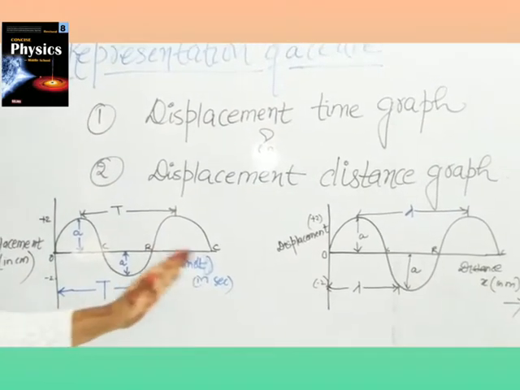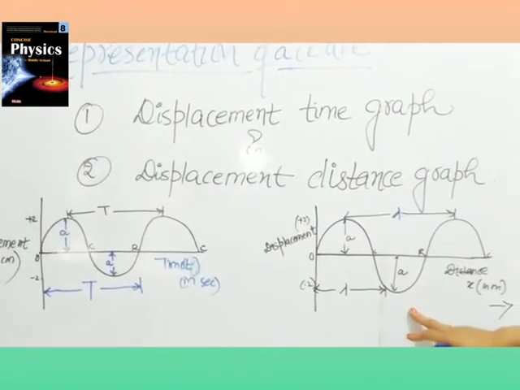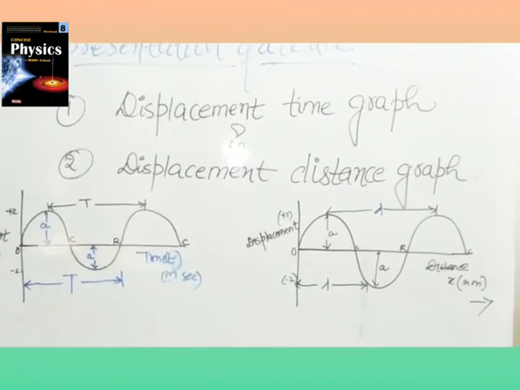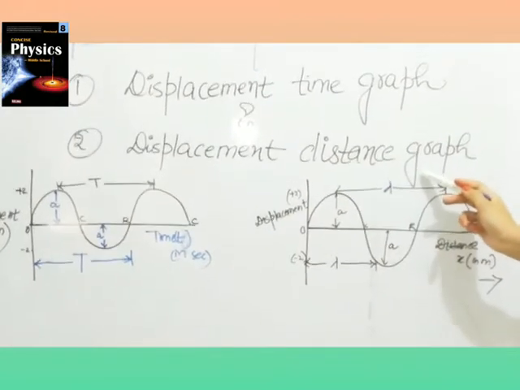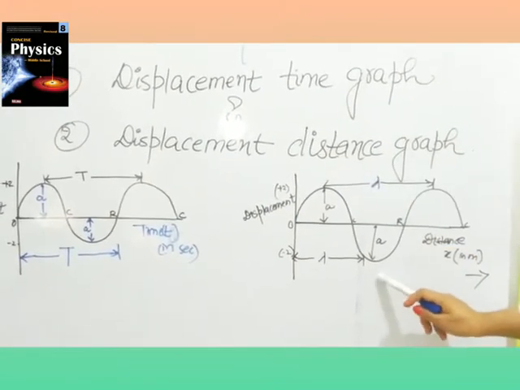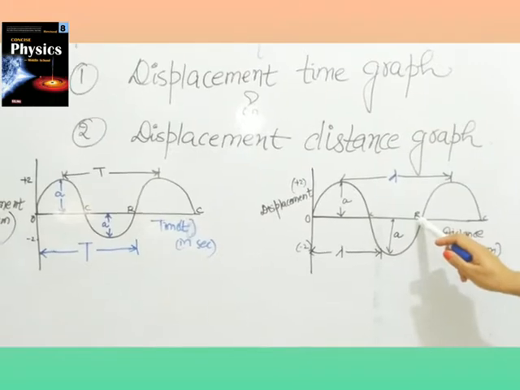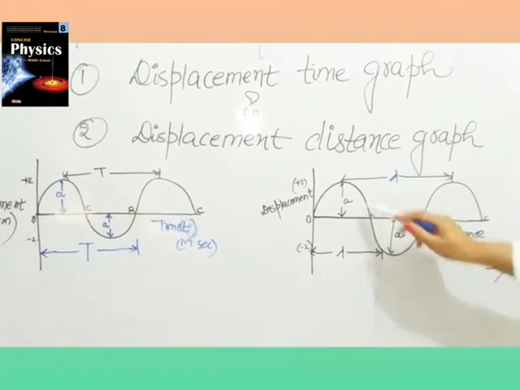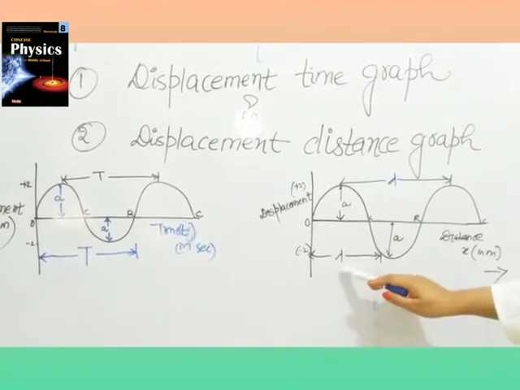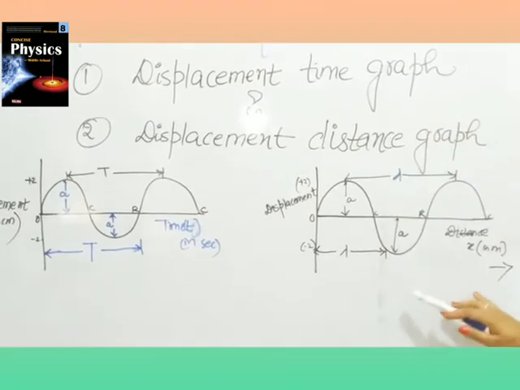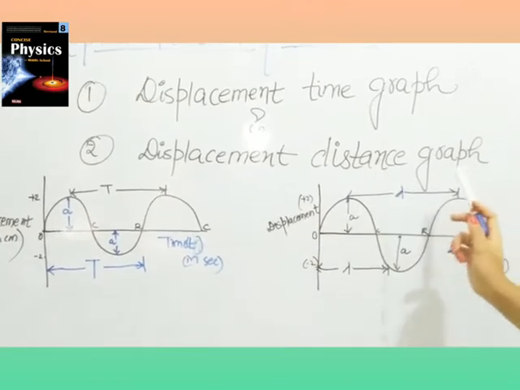Got it? On the right hand side, you can see this is the graph between displacement and distance. Got it? This graph shows the variation of displacement of particles of the medium at different positions with the distance at the same time. And here amplitude of the wave is denoted by small letter a and wavelength is denoted by lambda. Got it? This represents the displacement time graph as well as displacement distance graph.